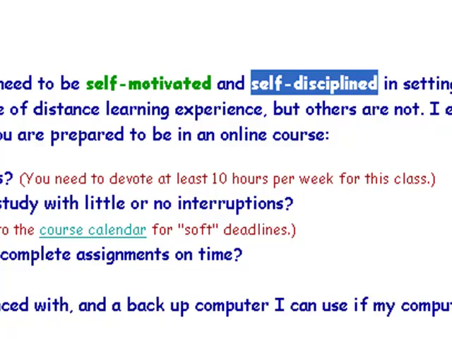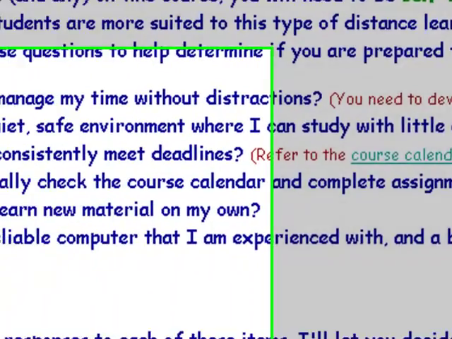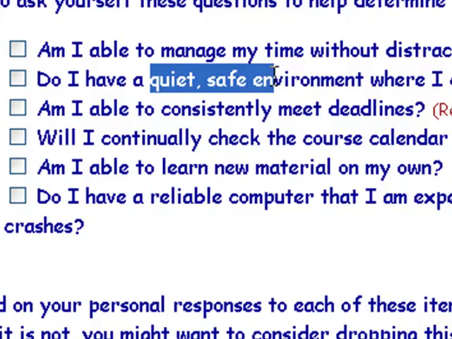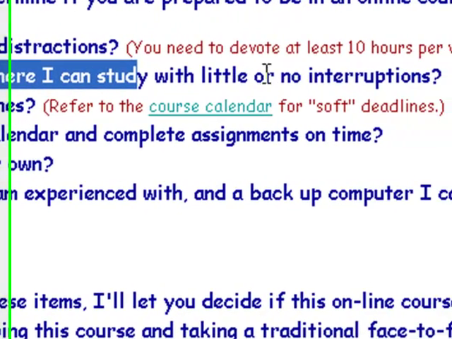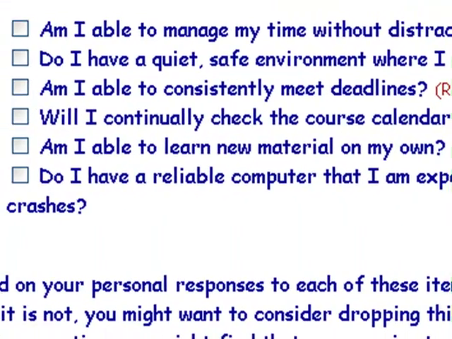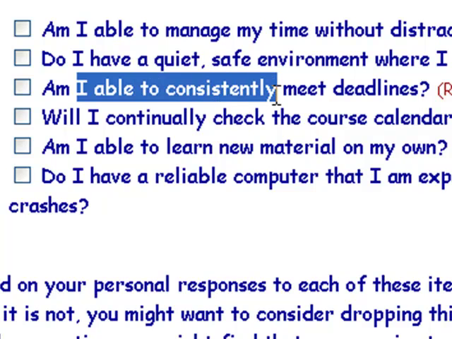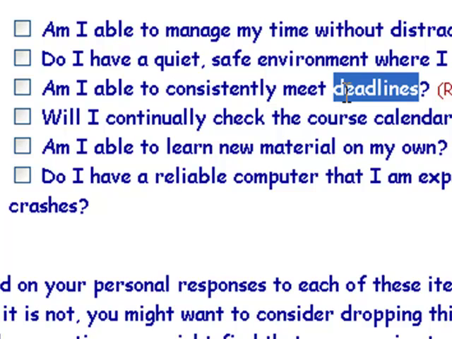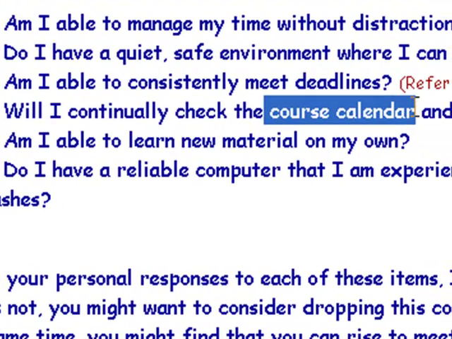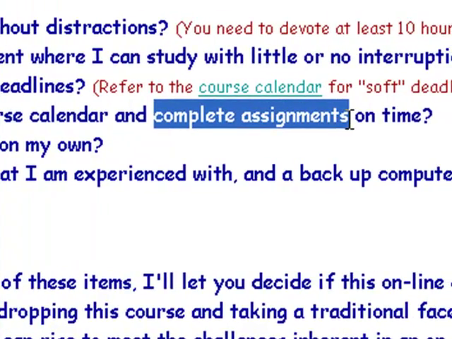But I ask you to ask yourself these questions. Am I able to manage my time without distractions? Do I have a quiet, safe environment where I can study with little or no interruptions? That's really important. You can concentrate just on the math that we're doing. Am I able to consistently meet deadlines? Now, I know we've talked about the soft deadlines, but the question still remains, can you meet deadlines? And if you do get behind, can you catch up? That's what you need to ask yourself. Will I continually check the course calendar and complete assignments on time?